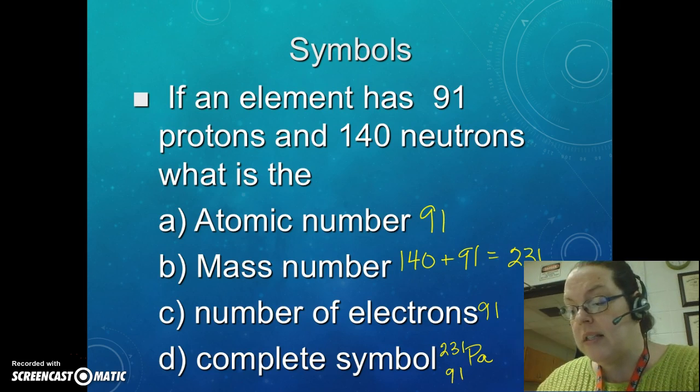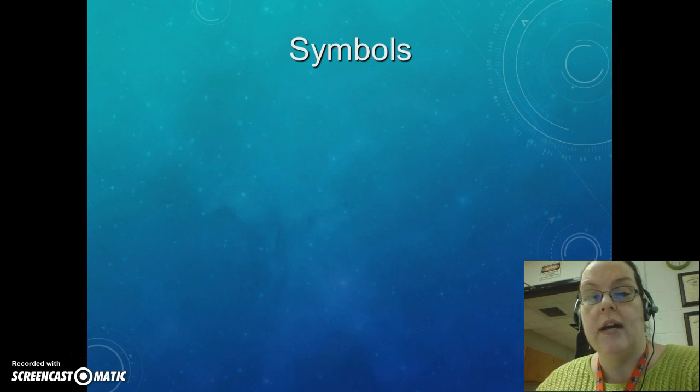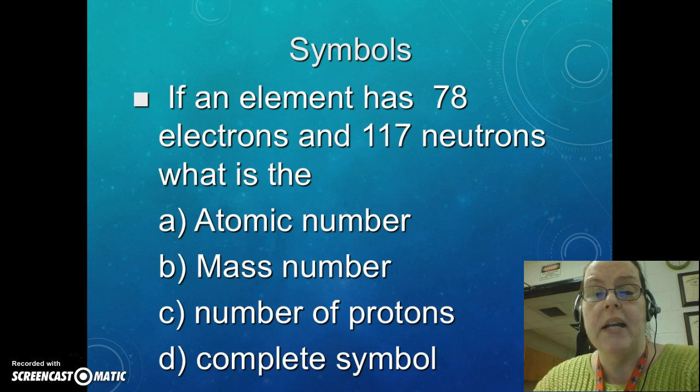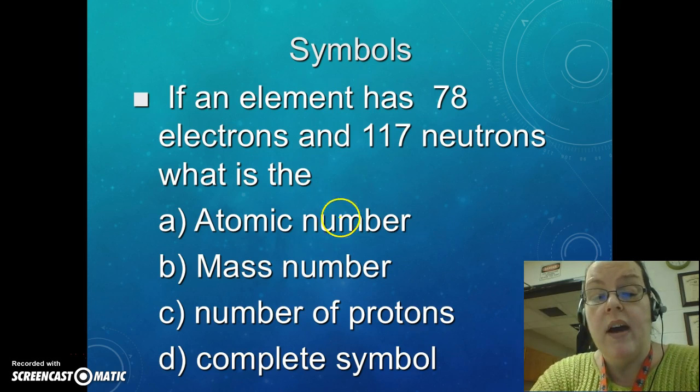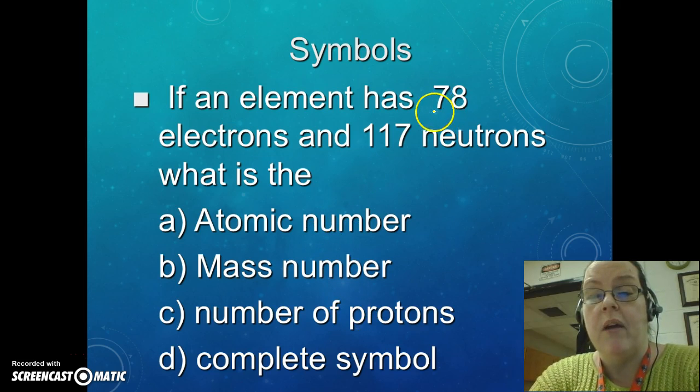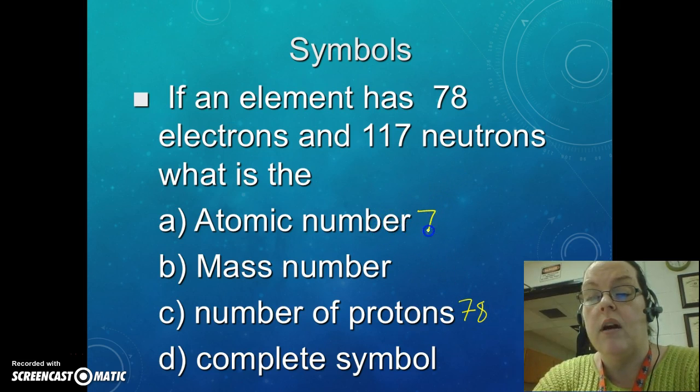Okay, we have one more example here. Let's try it. If an element has 78 electrons and 117 neutrons, what is the atomic number? We've got all this information, so let's start with what we have. We have 78 electrons, and we know that electrons are equal to the number of protons, so we have 78 protons. Once we know the number of protons, now we can go to the atomic number. The atomic number would also be 78.